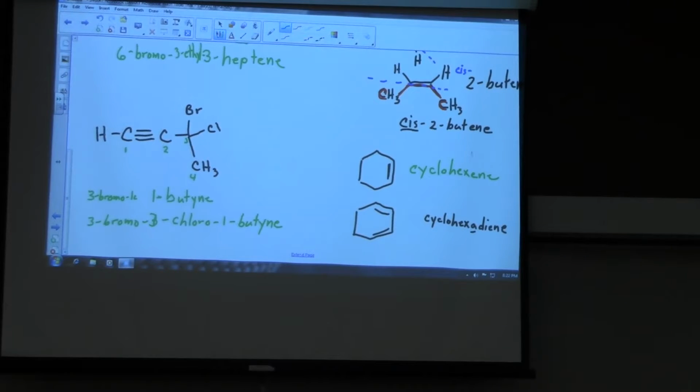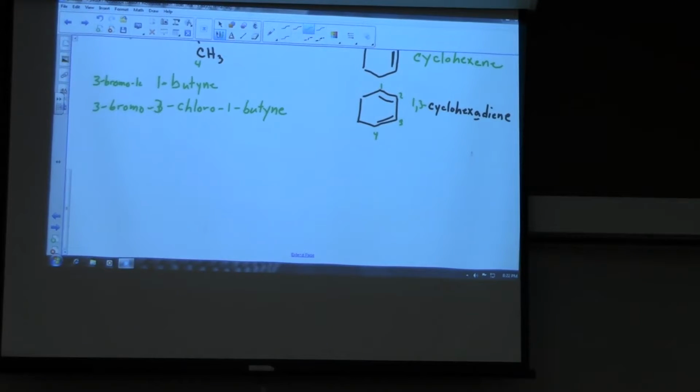Now we need to indicate where the double bonds are. It doesn't matter which side we count from in this case. 1, 2, 3, 4. This is 1,3-cyclohexadiene. Why is the diene at the end? Does that just mean there are 2 of them? It indicates there are 2 double bonds.